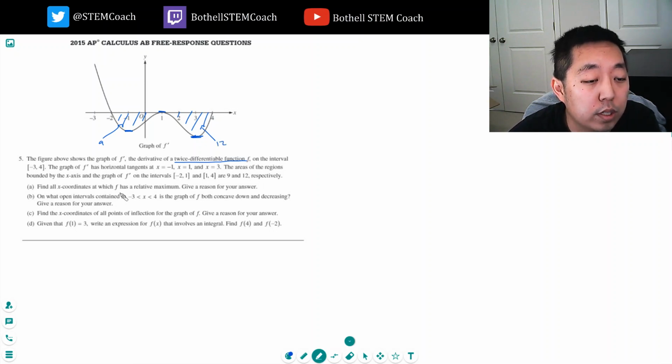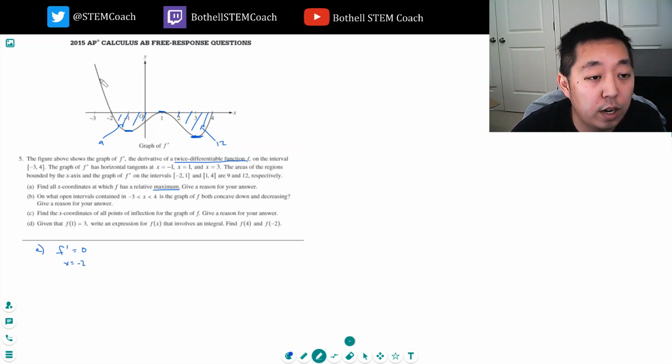Find all x coordinates at which f has a relative maximum. First I need to find the critical points, so I need to know when f prime equals 0. Well, that occurs at x equals -2, because this is the graph of f prime. It being 0 is when it crosses the x-axis, at a y value of 0. So x equals -2, -1, and 4.